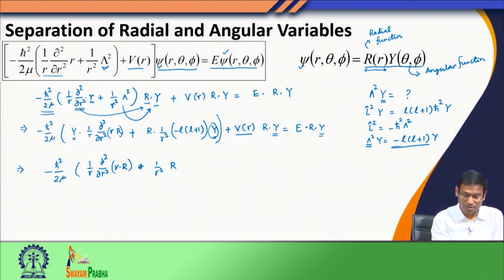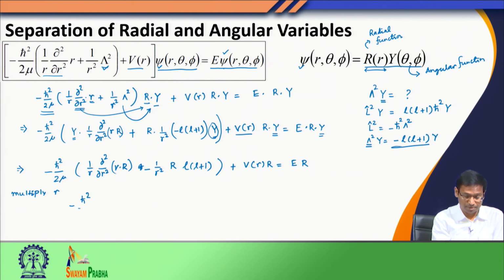So this can be made minus. What I would do next on this equation is that I simply multiply by r on each of these terms.